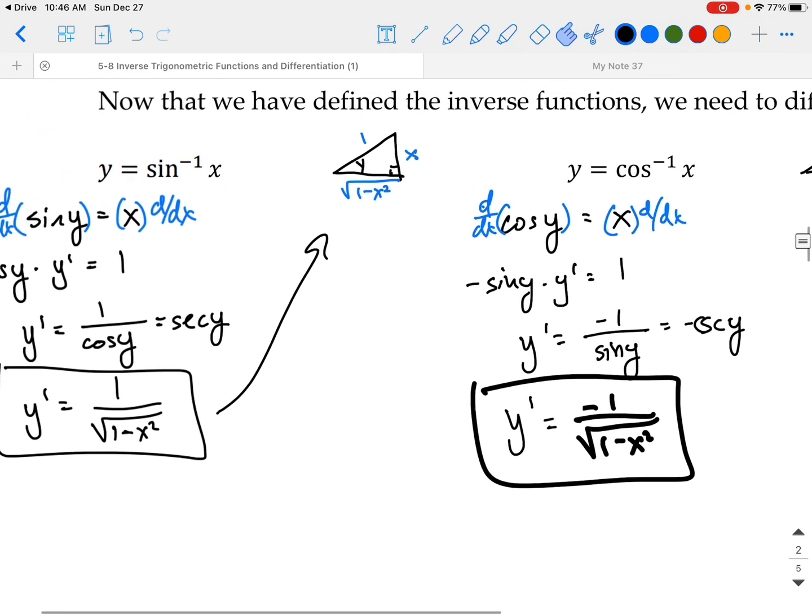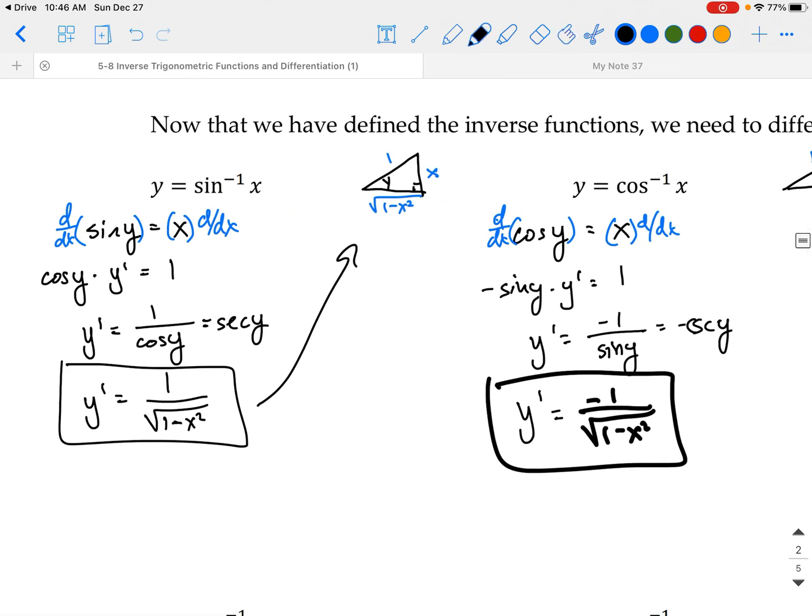So one little quick note here, just like with our derivatives of sine and cosine, they are just literally the opposites of each other. In this case, it's the opposite of the same expression as opposed to the opposite of the functions themselves.